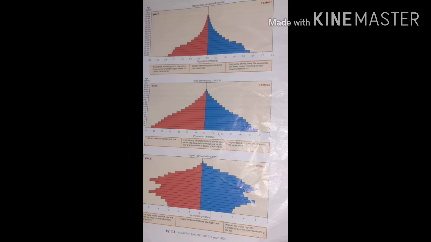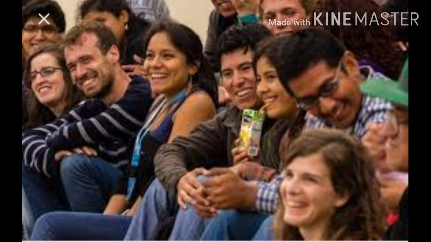A large proportion of young people in the population could mean the need for more schools and colleges to educate them, and so on. So students, healthy and educated people of working age can contribute a lot towards a country's economic development. Hence, it is desirable for every country to have a large proportion of its population in this category, right?